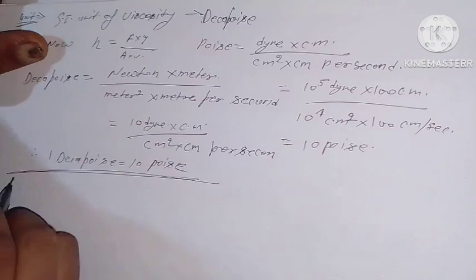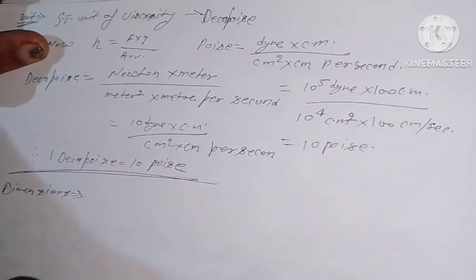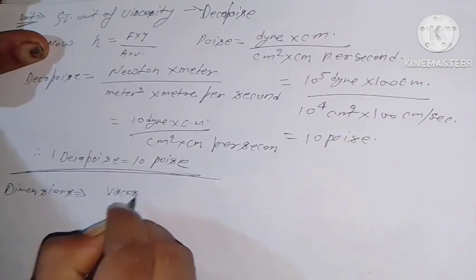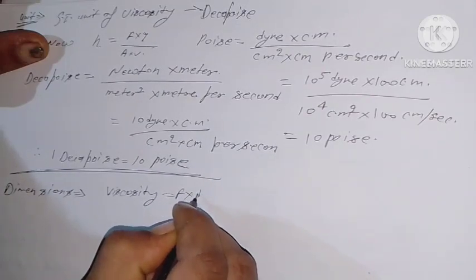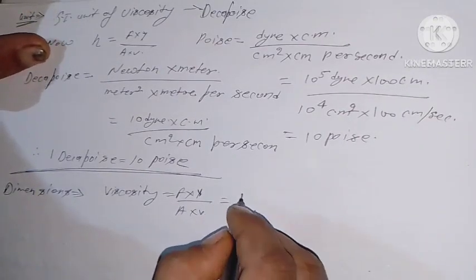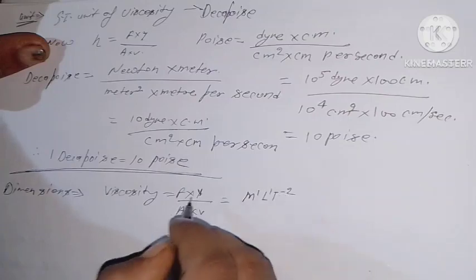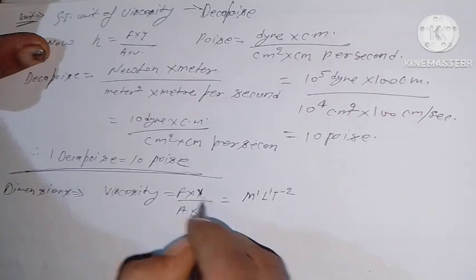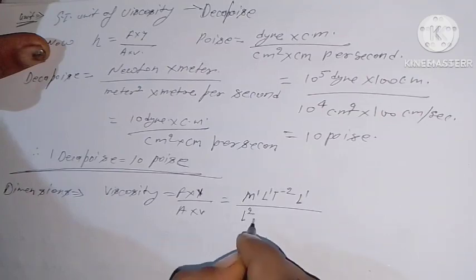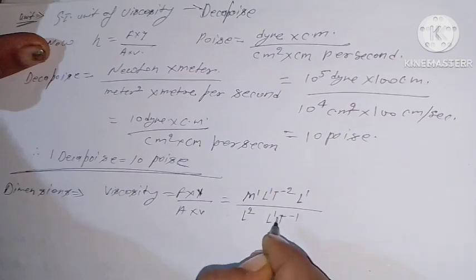Dimensions of viscosity. Viscosity equals force multiply distance between layers upon area multiply velocity. The dimensions of force is M1 L1 T to the power minus 2, the dimensions of distance is L to the power 1, the dimensions of area is L square, and the dimensions of velocity is L1 T minus 1, meter per second.